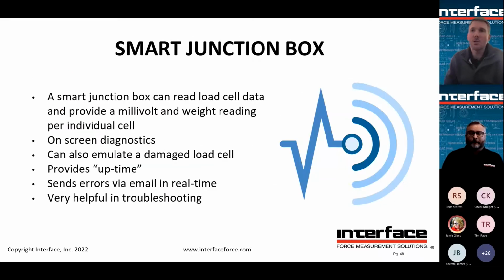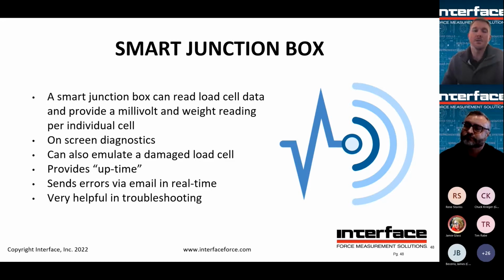Next slide is our smart junction box. We've looked into using this a few times. A smart junction box can read load cell data. It's kind of a step up from the last one. It'll take in multiple cells, and you can read those cells individually. It also gives you on-screen diagnostics if you pair this with the correct instrument. You can see each cell's millivolt per volt value, and you can also see the weight value for each cell.